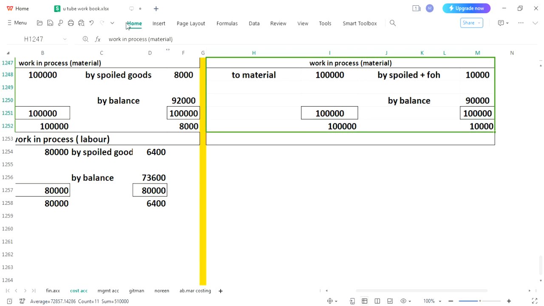Let me reduce the size. It is irritating. The size is so large. So let's bring it down.